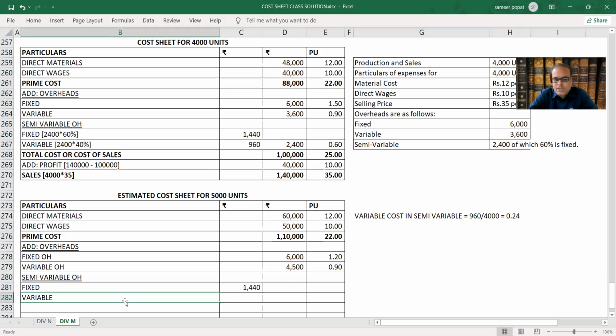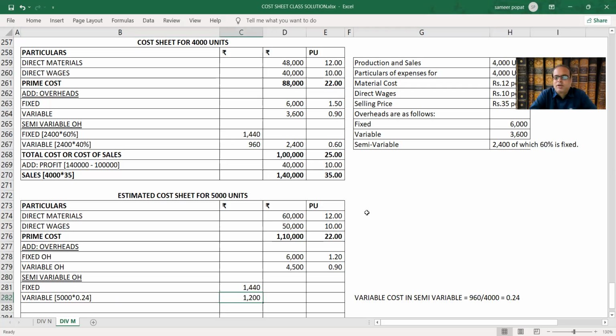So now if you are manufacturing 5,000 units, our cost should be 5,000 units multiplied by 0.24. So that should be 1,200. Okay. You cannot use this 0.6. Why? Because it is based on total semi-variable overhead. So this you need to calculate first. And based on that, you can find the cost for 5,000 units. Now let us transfer the total amount in outer column. This is 1440 plus 1,200, 2640.